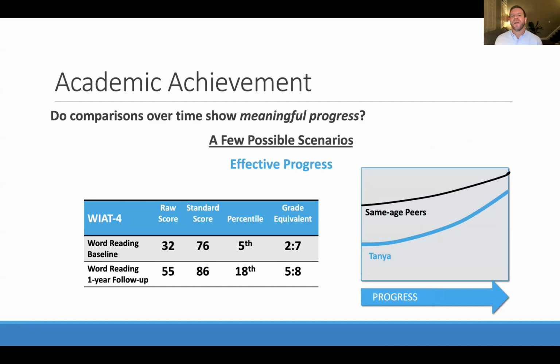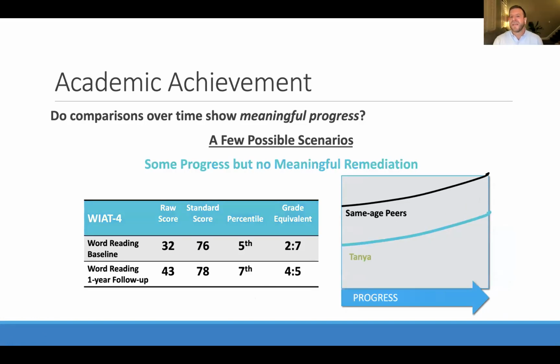So all students are improving, but what's happening here, we can see in Tanya's case, is that the percentiles have gone from the 5th to the 18th percentile. Those equivalent scores have even gone up. And what we've seen is that Tanya is closing the gap. So this is remedial progress. The student is catching up to those same-age peers.